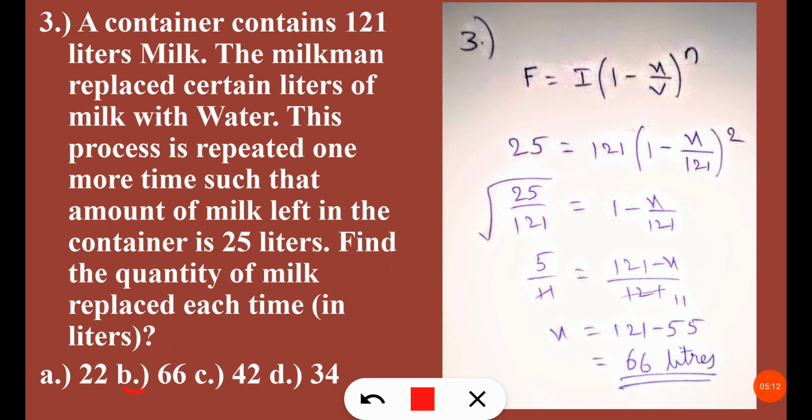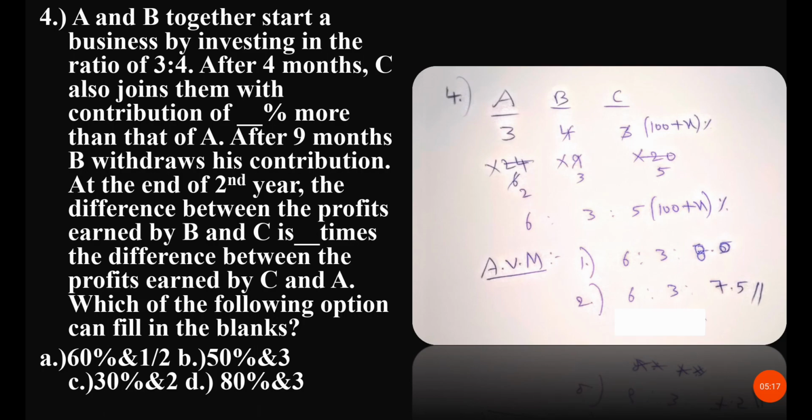66 liters have been replaced each time. I hope you understood. Moving to the fourth question. This is regarding the partnership problem.